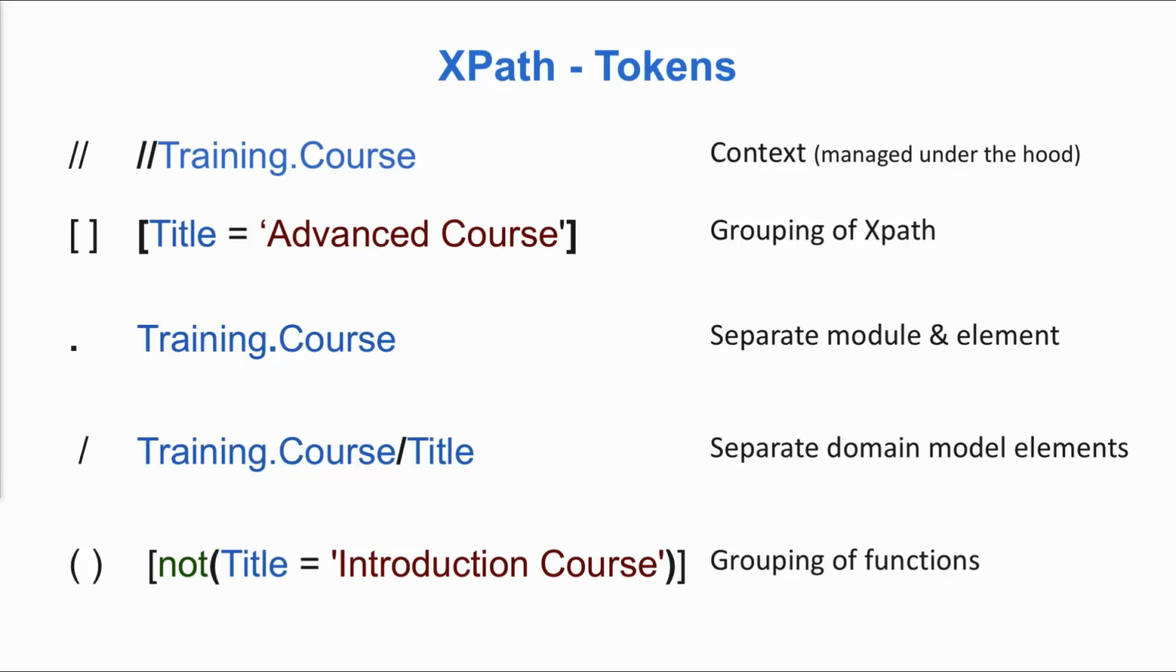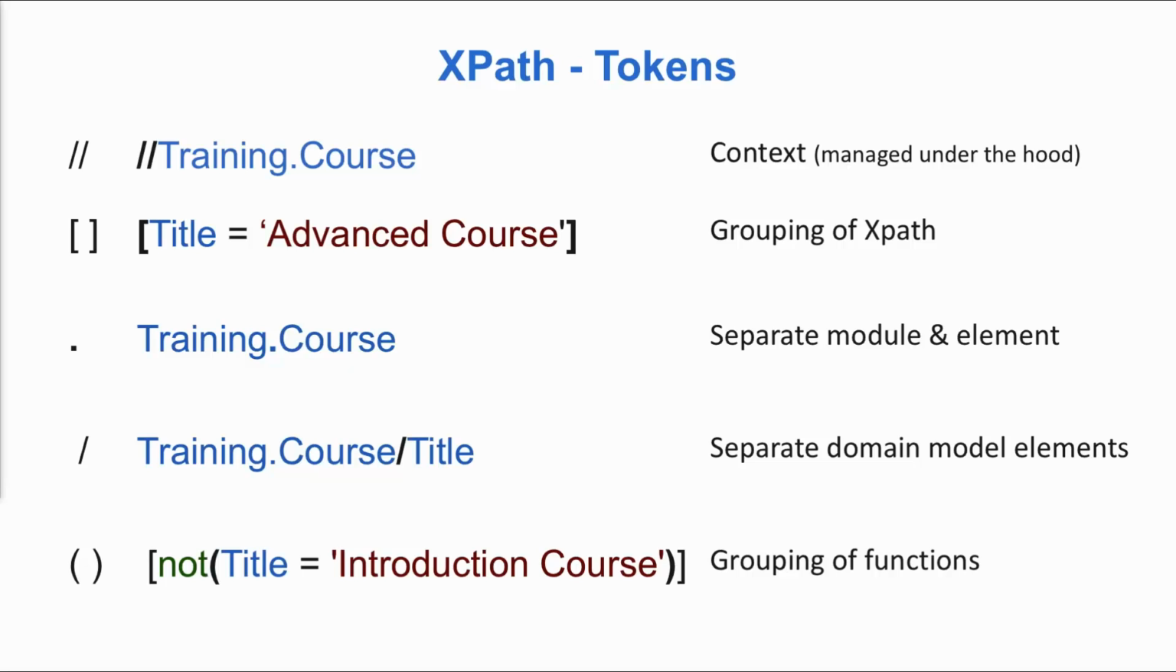When you want to start to add an XPath constraint, you would start by adding brackets. So brackets are very helpful in order to group XPath. And you can have multiple brackets. Obviously, if you're opening a bracket, you want to make sure that you're closing it as well.